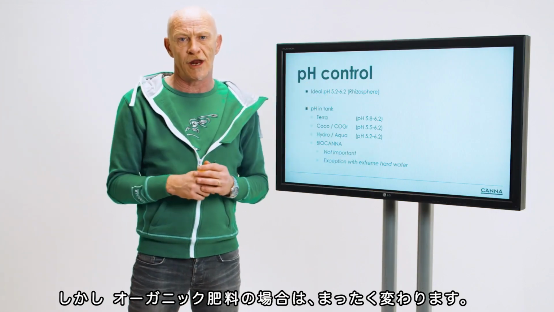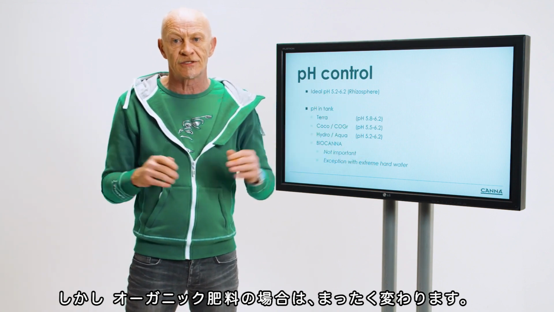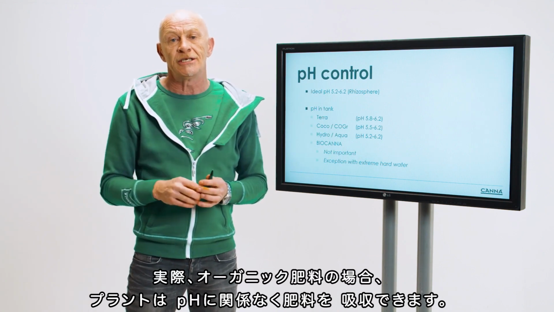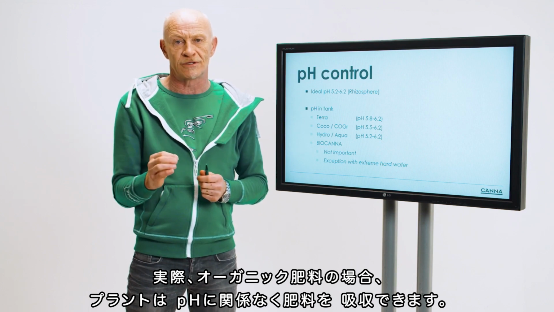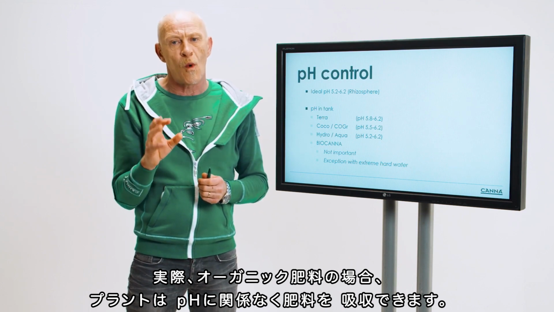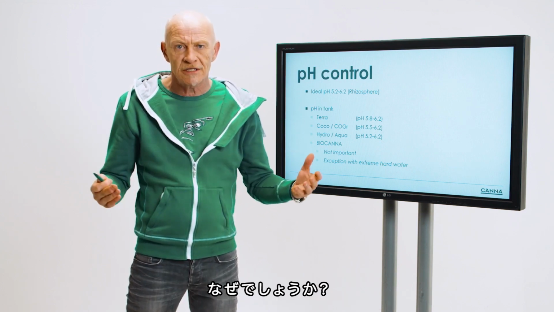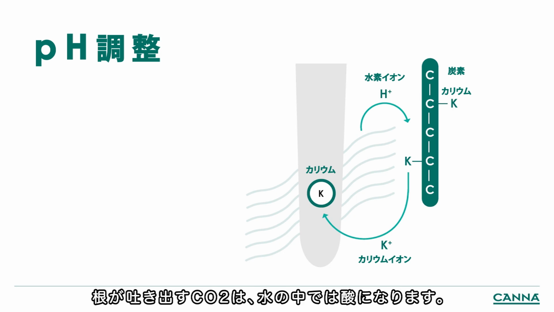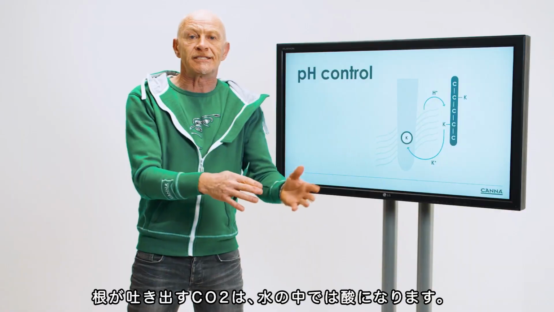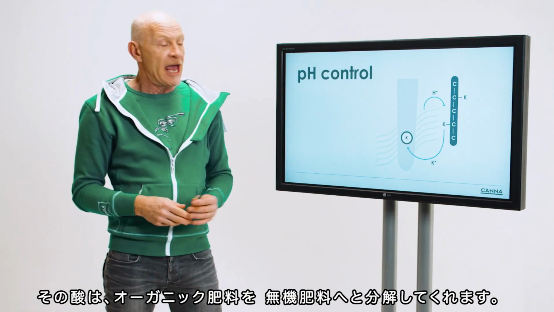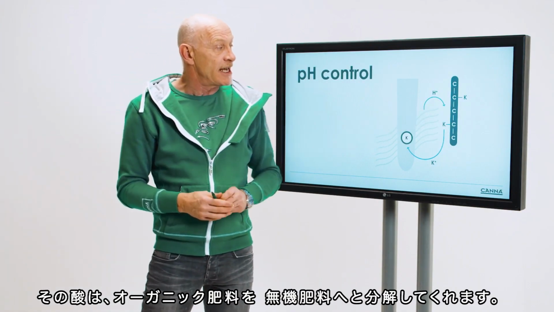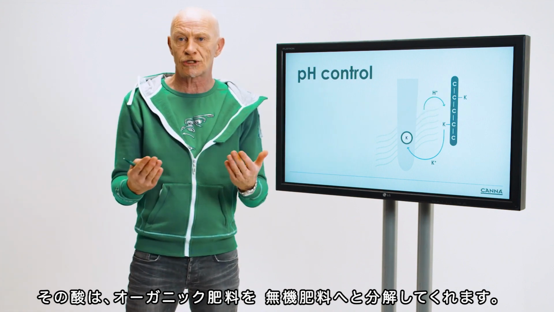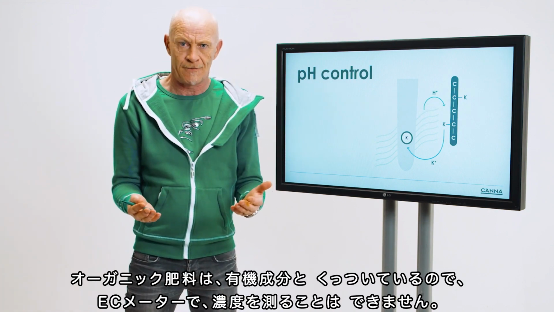For organic fertilizer, it's a totally different story. Actually, the pH is not important. The plant takes what it needs. But how does the plant do it? Well, I already explained that roots do breathe. They produce CO2, but in water it means they create acid. And with that acid, they can break down the organic structure of the fertilizer.